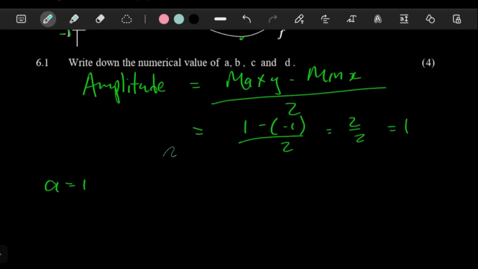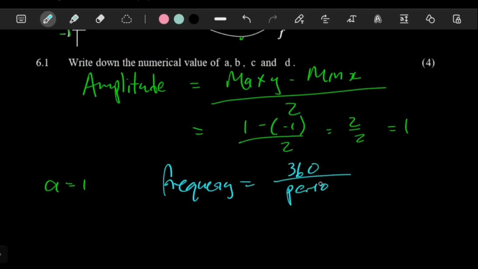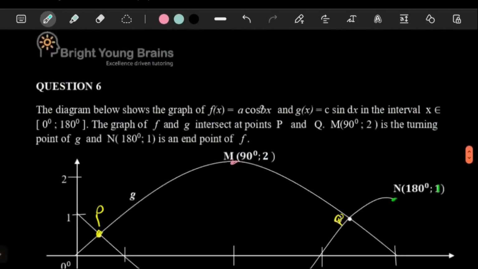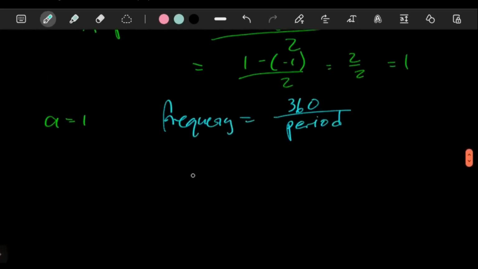But you can actually use a formula, because B is frequency, right? Frequency is equal to 360 divided by the period. Now the period is how long it takes to get a full graph. So in our case, your frequency is the variable B. The big idea is that your period here is 180. So it's 360 divided by 180, which is just a 2.